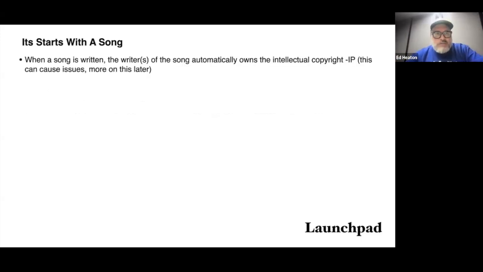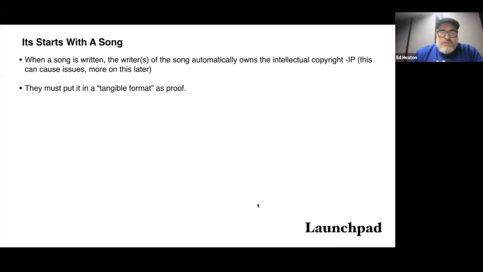So it starts with a song. Let's start there. When a song is written, and I've obviously covered this, but just to make it really clear, the song is automatically owned. The IP is owned by the writer or writers. So it all depends on who, and this can cause issues. If there are multiple writers, it's really important that the splits, and how the song is broken up, are decided, because it can cause issues. And I've seen it cause issues.